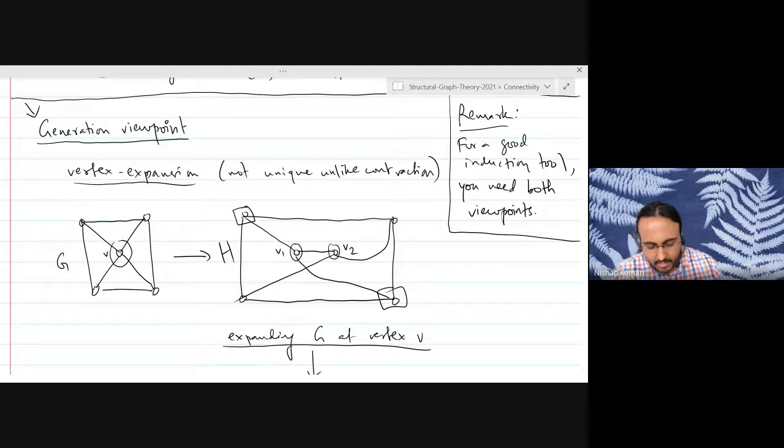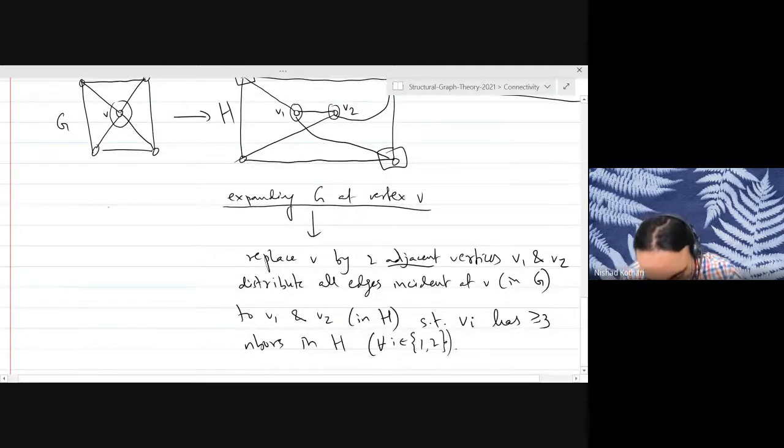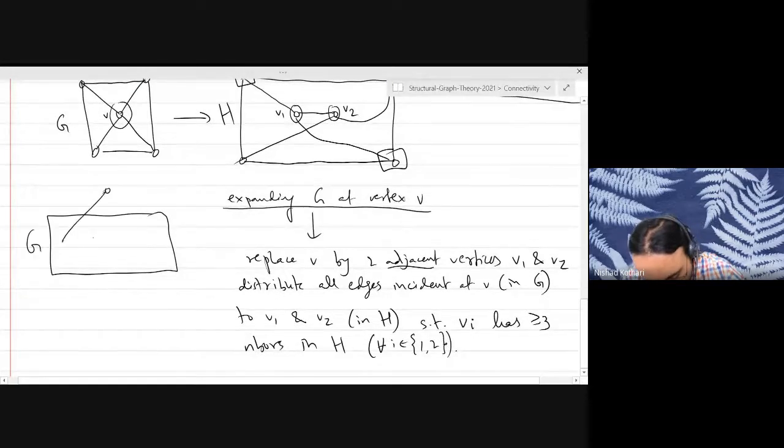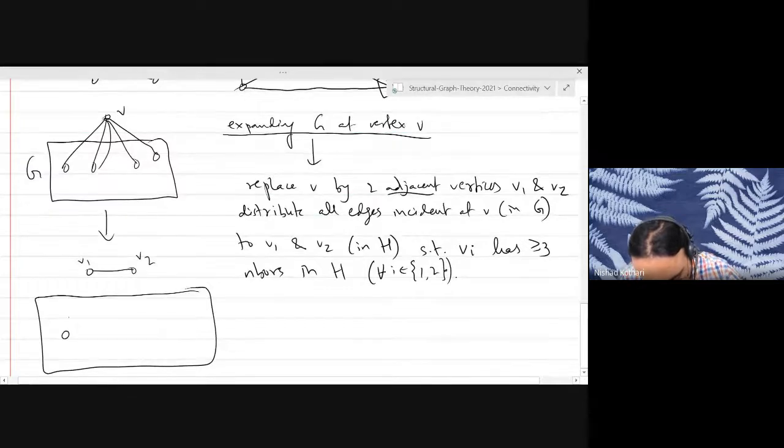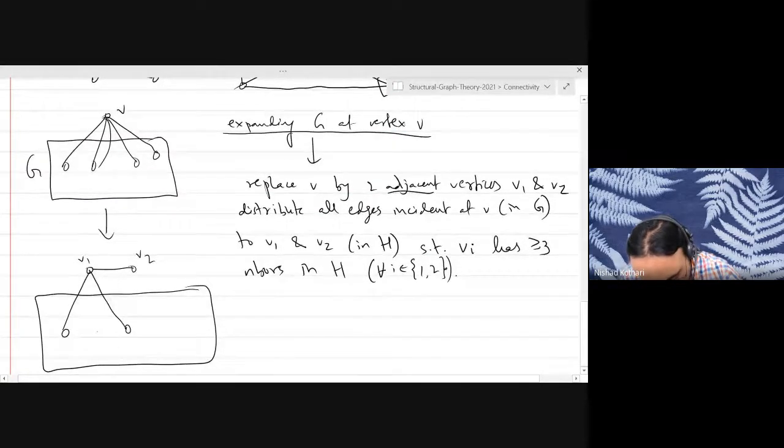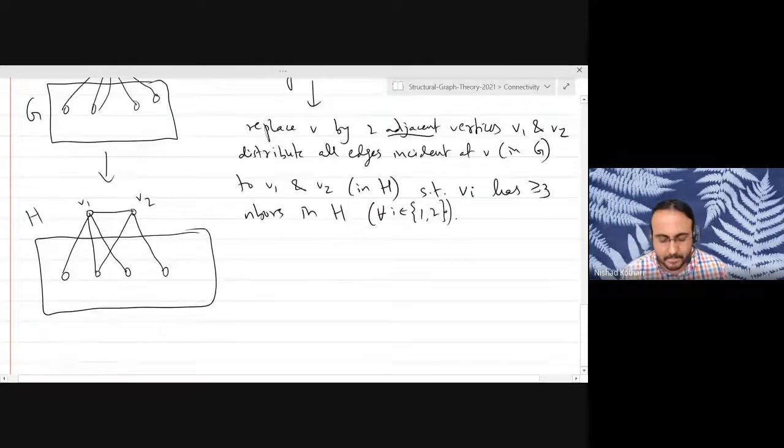Let me make a slightly more general abstract drawing. If this is your graph G, with maybe a parallel edge here, then in the graph H, we replace it by V1 and V2. And we make sure that at least two of the edges go to neighbors of V1 and at least two go to neighbors of V2. And the last edge, we can put anywhere we like. This is the graph H.